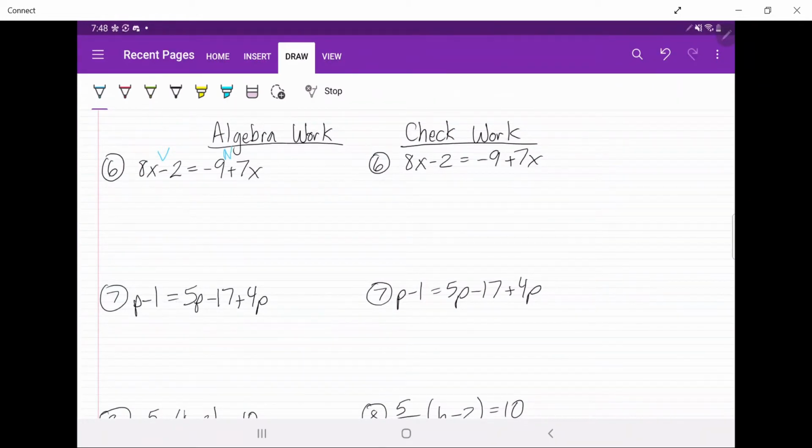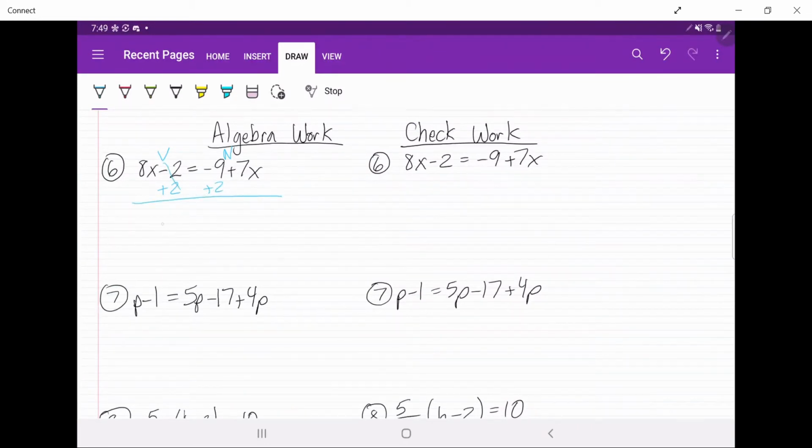And I chose variables on my left because we have a higher number of variable, 8, than 7. And I chose numbers on my right because 9 is a larger value than 2. So first thing we need to do, if we want variables on the left, is get rid of anything that is not a variable, in this case, minus 2. So we do the inverse operation, which is add 2 to both sides.